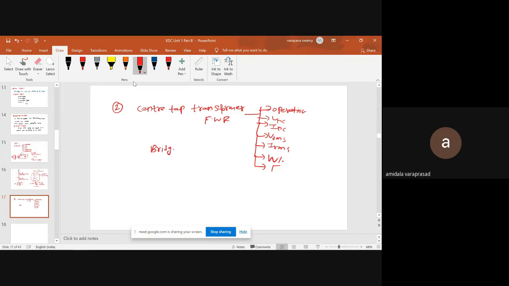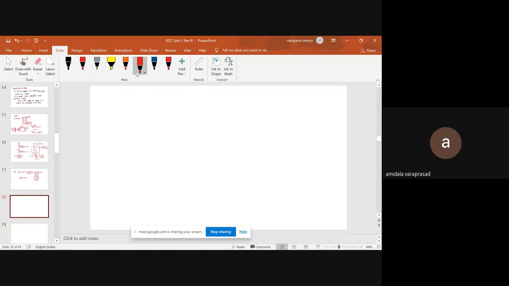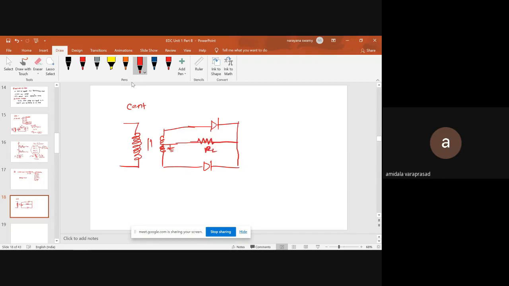But the circuit diagram of center tap transformer rectifier: here we can use a step down transformer only, but it is divided into center. Here one diode, here one more diode. These two diodes are shorted to each other. Here one resistor, RL, plus minus. The same circuit can also be drawn.